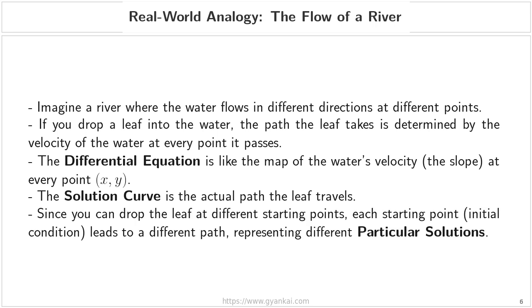Finally, remember how we talked about the family of curves in the previous slide? Well, in our river, you could drop a leaf at many different starting points along the shore. Each of these different starting points, which we call initial conditions in mathematics, will result in a different, specific path. Each of these individual paths represents what we call a particular solution. So, just as one river can have many different paths for many different leaves, one differential equation can have an entire family of solution curves.